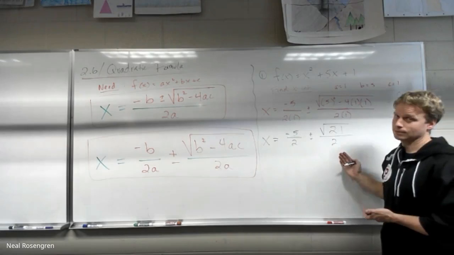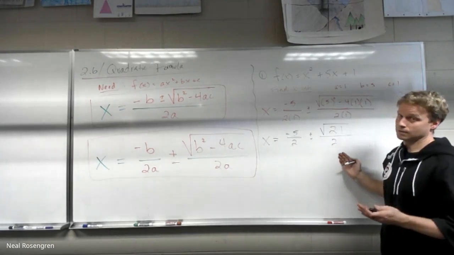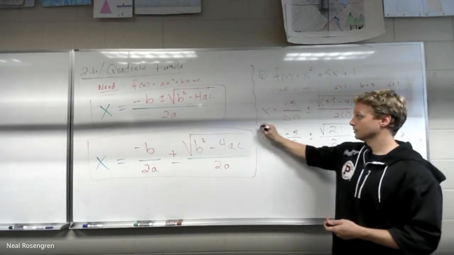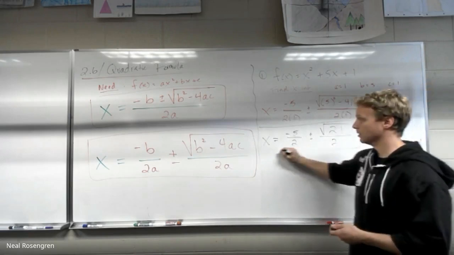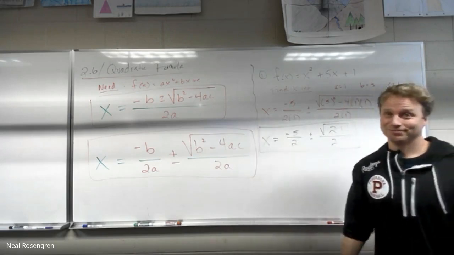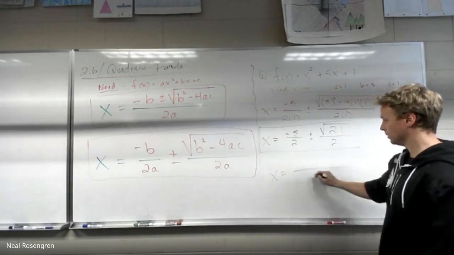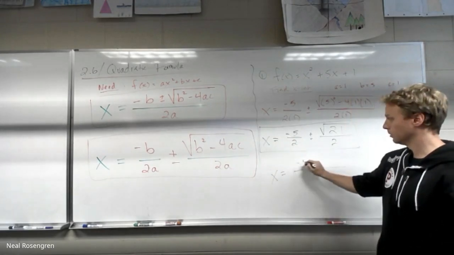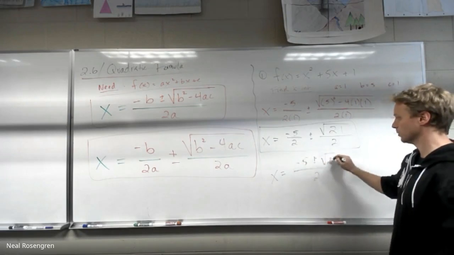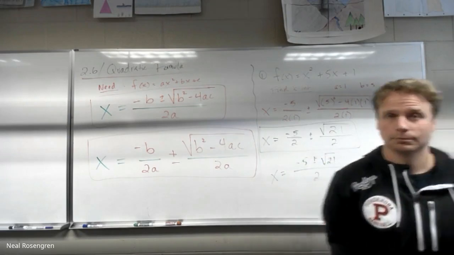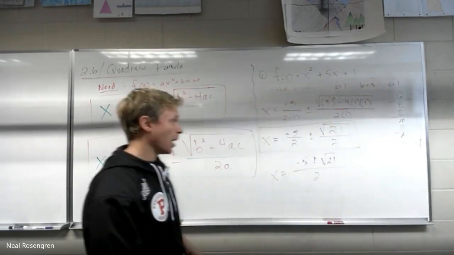Ta-da. Done. That is your answer. Now, if you did it the other way with one denominator with the 2a, okay, -5 plus or minus the square root of 21. And you're good. So I'm good either way.